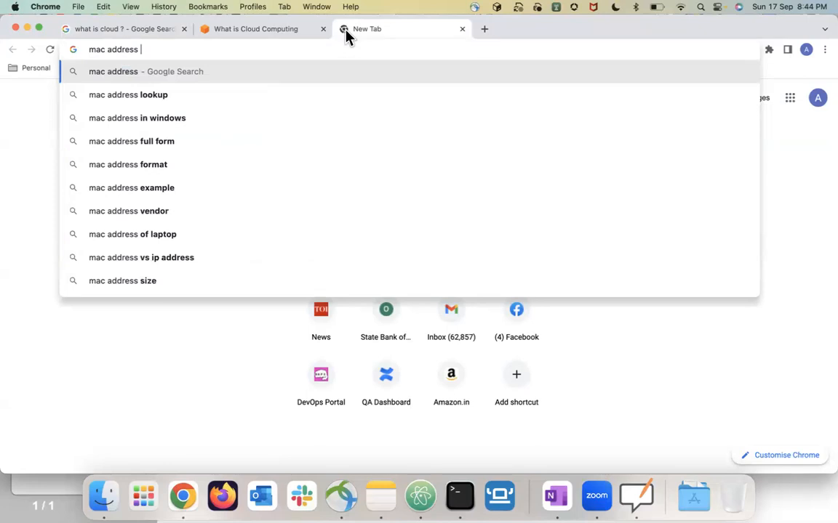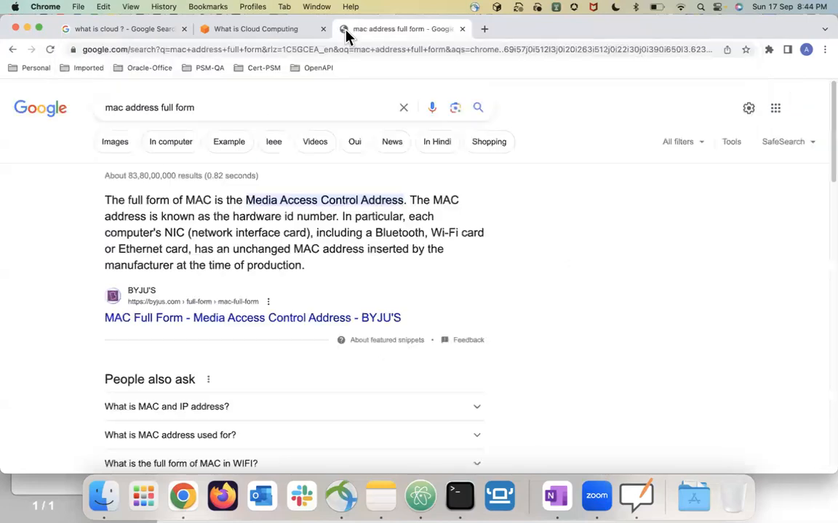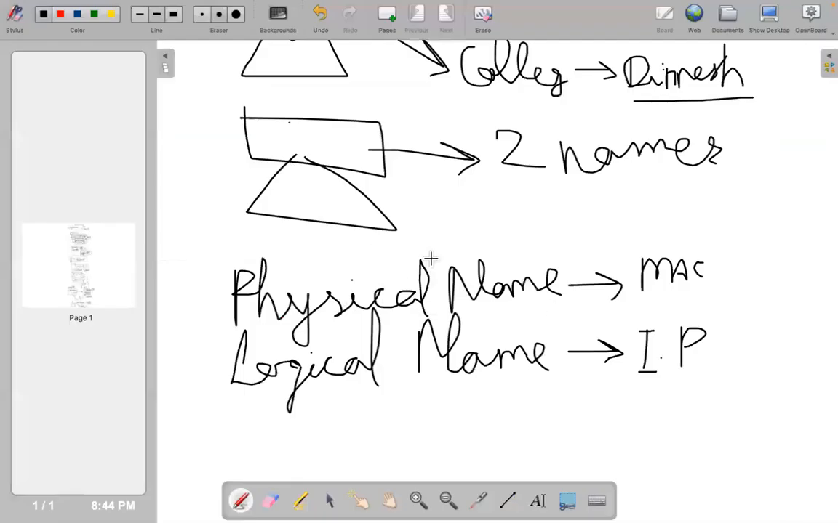My address full form. I think media access control address, MAC. The full form of MAC is media access control. The MAC address is known as the hardware ID number, or the physical number. So hardware or the physical number we can call. So what is this hardware number?